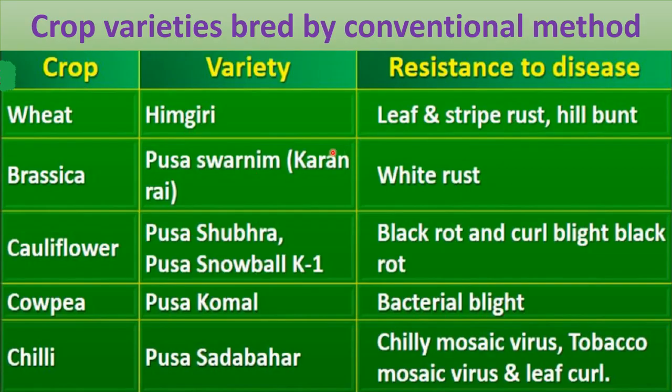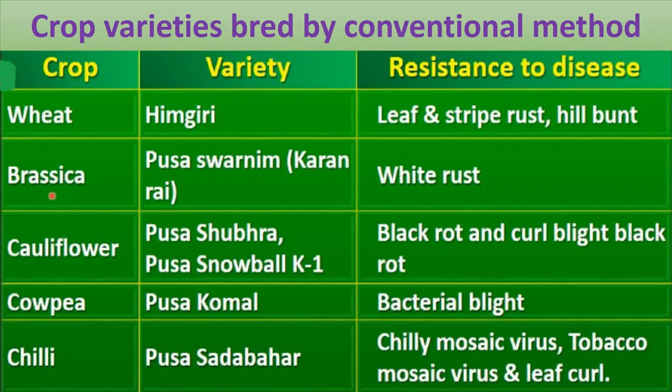Now these are examples of some crop varieties bred by conventional method. These are some crop varieties which we have obtained by conventional plant breeding methods. So wheat variety example is Himgiri. Himgiri is a hybrid variety of the wheat. And this variety of wheat is resistant to leaf and stripe rust and hill bunt. You need to learn all these, the names of all these varieties and to which disease these are resistant. So you need to learn these things.